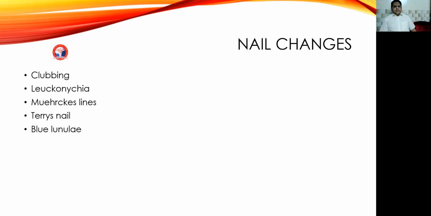Next we go to nail changes. First one is clubbing, next is leukonychia, next is mucous line, terrace nail and blue lunulae. These are the nail changes you see in case of cirrhosis. Clubbing, you have to elicit clubbing.